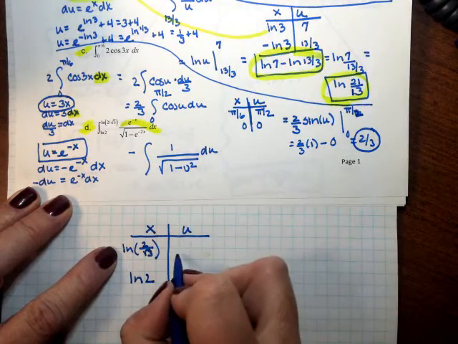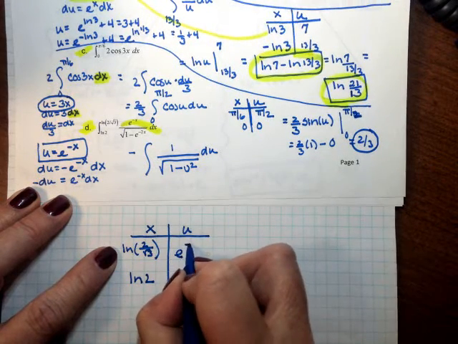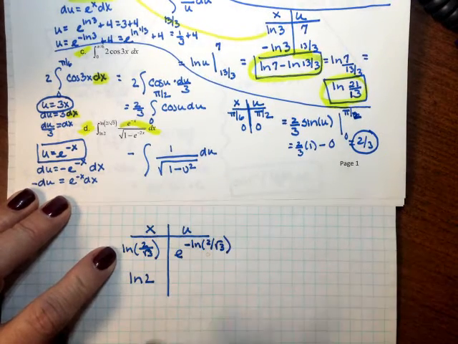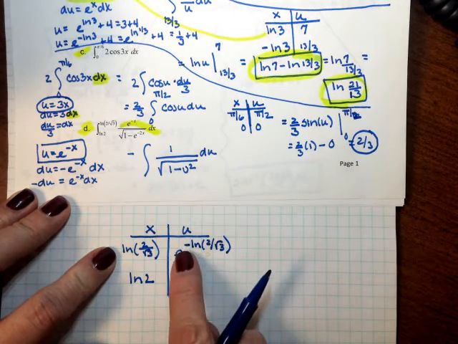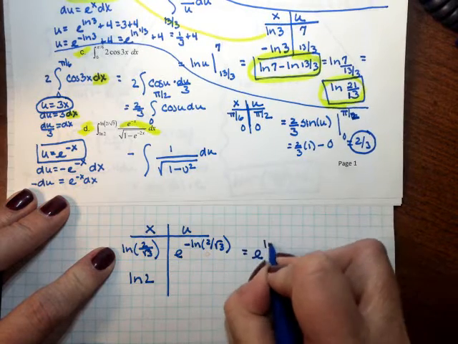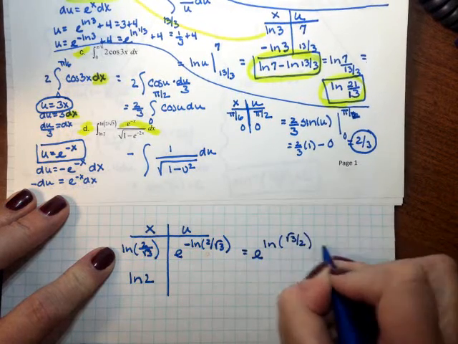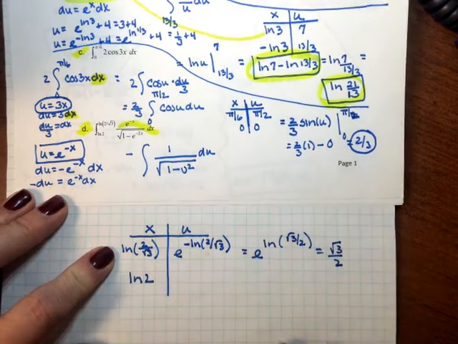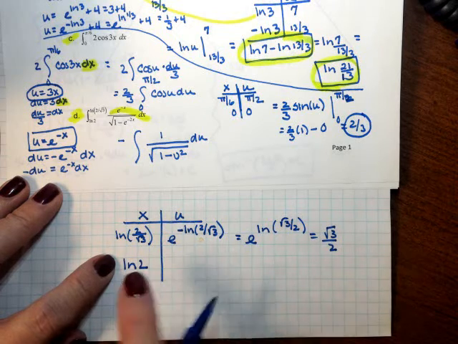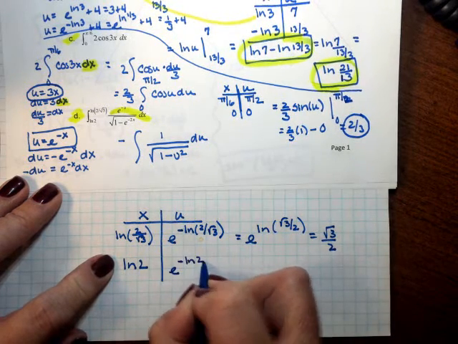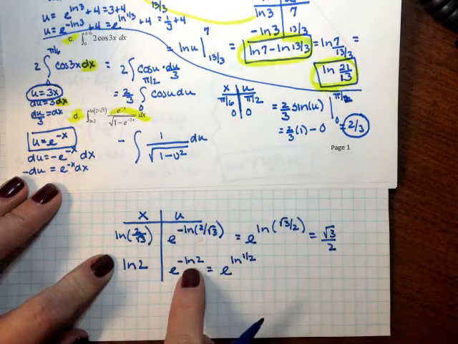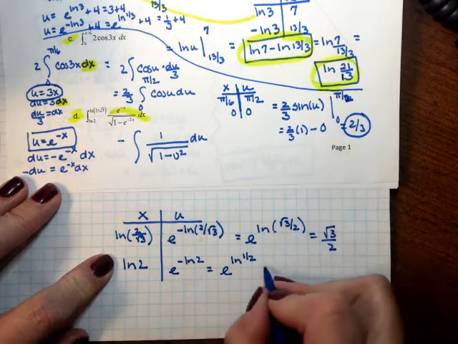So again, it's going to be e raised to the negative natural log of 2 over square root 3. So remembering your properties of logs, you've got to move this negative sign to be the exponent. So this is equivalent to e raised to the natural log of square root 3 over 2, which is just going to give me square root 3 over 2. Then I also need to substitute natural log of 2. So I have e raised to the negative natural log of 2, which is equivalent to e raised to the natural log of 1/2 using your power properties of logs. So e raised to the natural log is going to be 1/2.